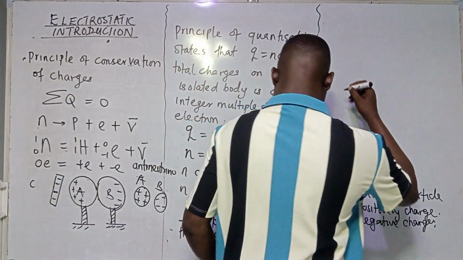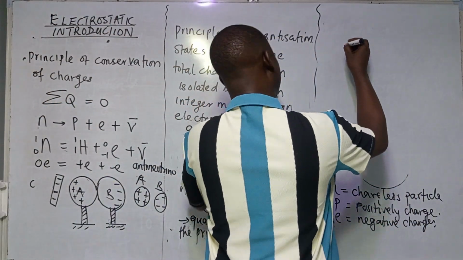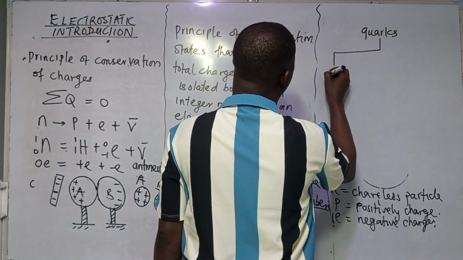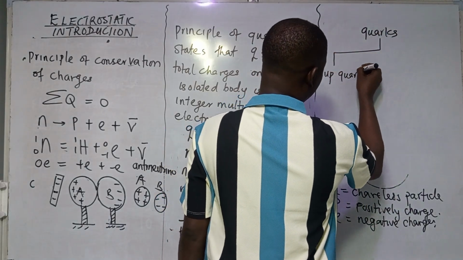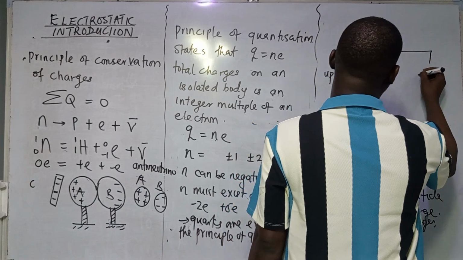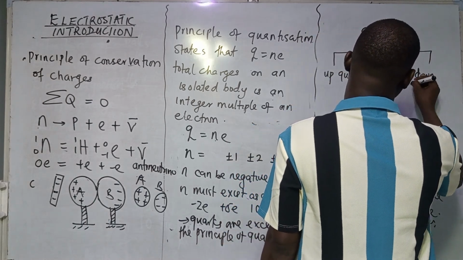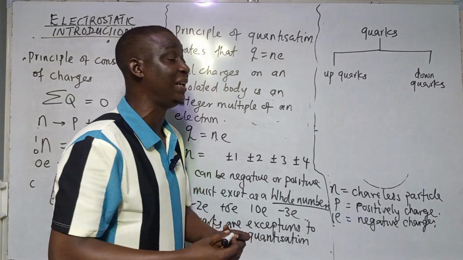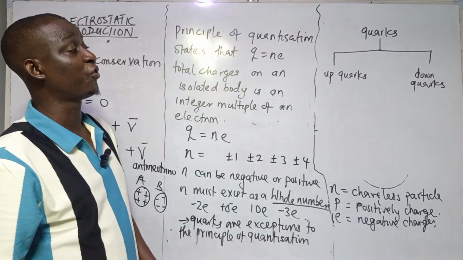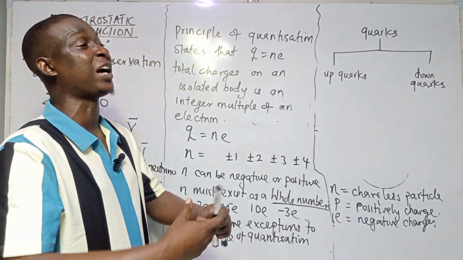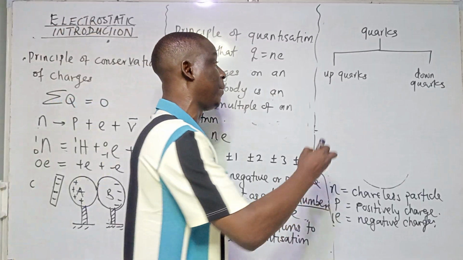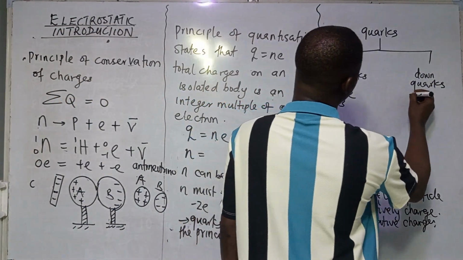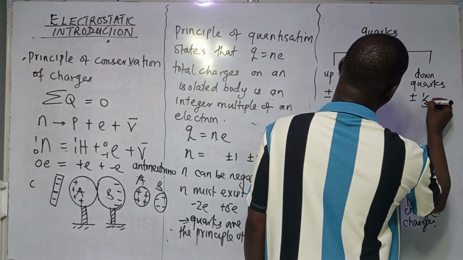What are the two quarks that we have? Let me check my mic, which is working. We have the up quarks, and we have what they call the down quarks. And quarks, what are they? They are fractions of electrons. They don't exist as whole numbers. We have plus or minus 2/3 e, and from here we have plus or minus 1/3 e.